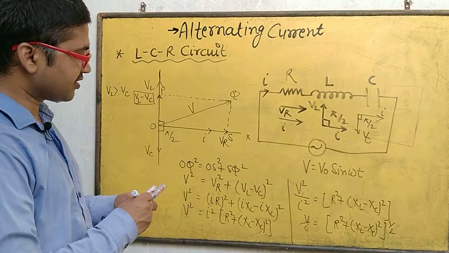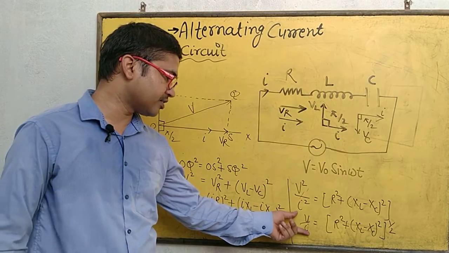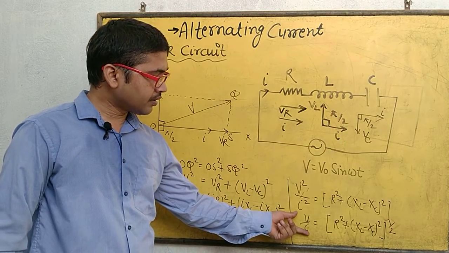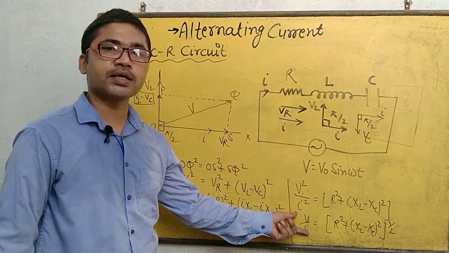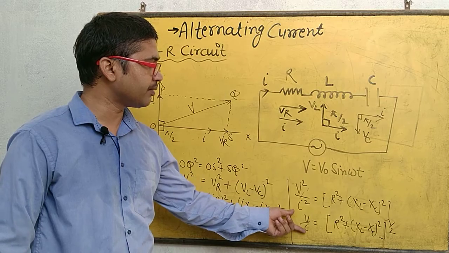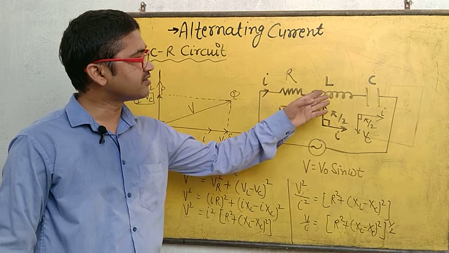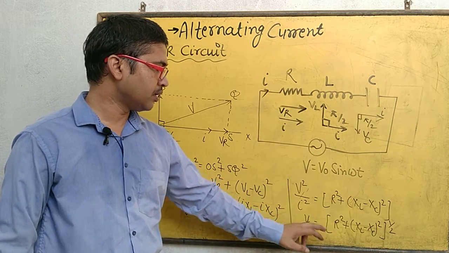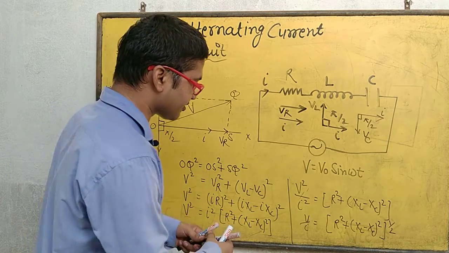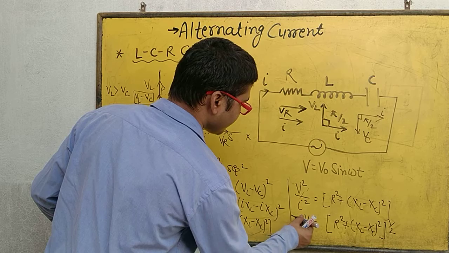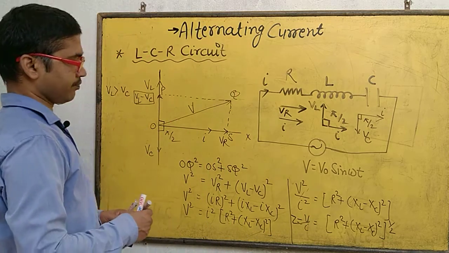So you can see this part has the dimension of resistance of this circuit. So this one is the effective impedance of this LCR series circuit. You can replace this V by I by the letter Z, because this is the symbol for the net effective impedance. So you can write here Z.